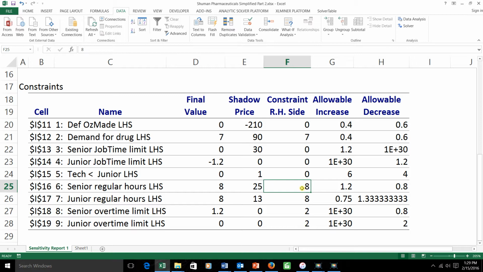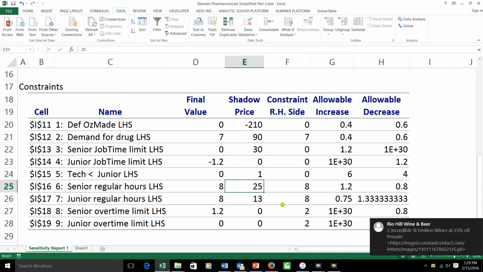Well, the first thing that we look at is to see what the shadow price is. The shadow price here is 25, and shadow price is always measured in objective function units per constraint units. In this problem, the objective function is in dollars of profit. The constraint is in hours of regular time. So that 25 is telling us that the shadow price is $25 of profit per hour of time. That is, if the senior chemist were allowed to work 1 more hour, our profit would go up $25. If the senior chemist worked 1 hour less, the profit would go down by $25.